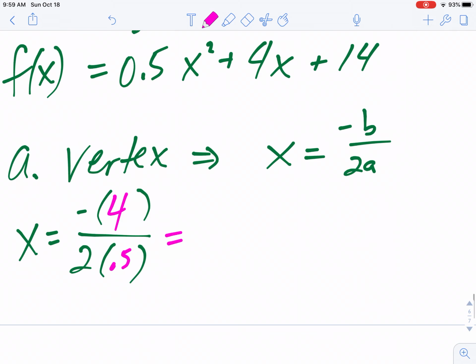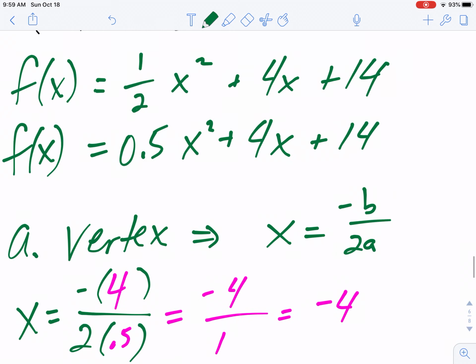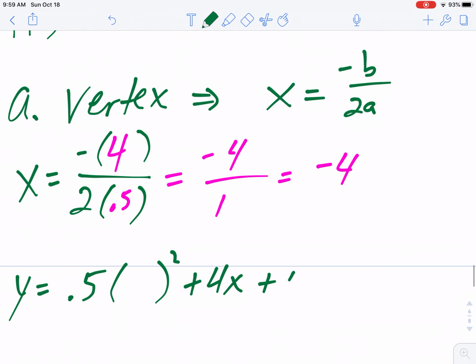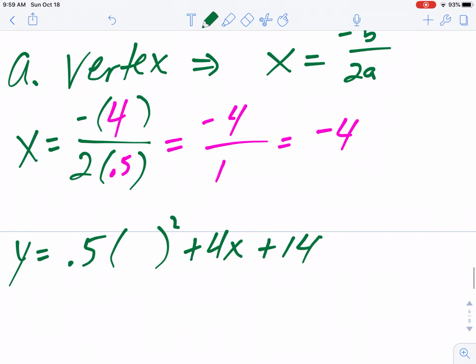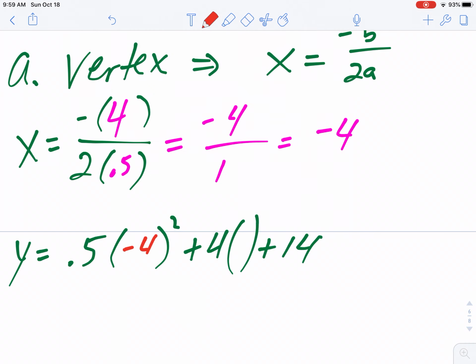So I'm just going to use a 0.5. So we have negative 4 divided by 1. Well, that's just negative 4. Then to find the y value, we need to plug that into our original equation, plus 4x plus 14. Okay, well, I shouldn't have the x there. We're supposed to put in a number for that. So negative 4 for that.